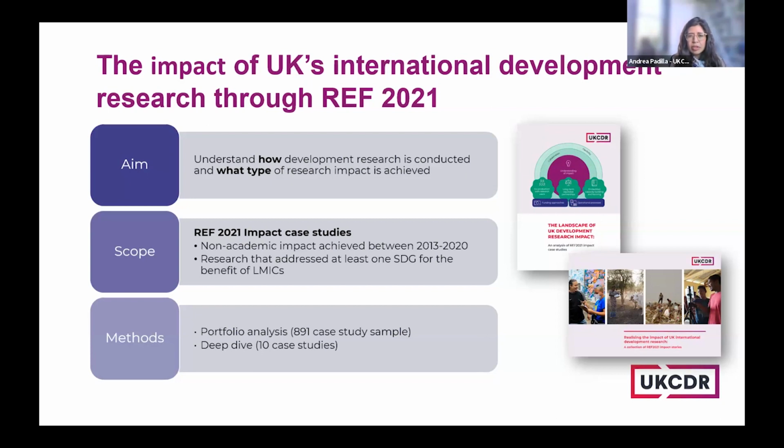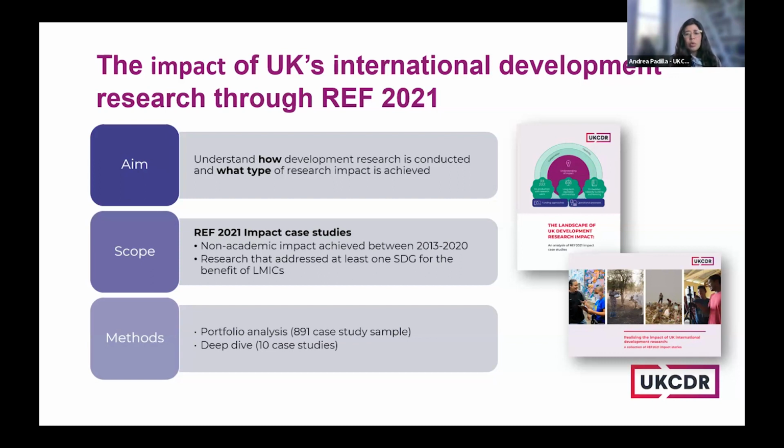So this study started a couple of years ago after the results of REF were published. What we wanted to do was to understand how development research is conducted and what type of research impact is achieved. So we took the REF submissions, which were about 6,500 case studies, and identified a sample of almost 900 of those that met our criteria of international development research. And that for us is research that addressed at least one of the SDGs for the benefit of an LMIC country, region, or globally in general. So this, as per the guidelines of REF, are case studies that showcase non-academic impact achieved between 2013 and 2020.